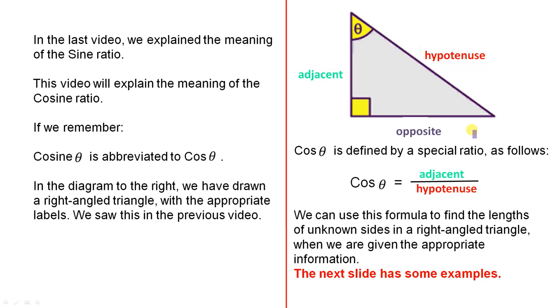Cos theta is defined by a special ratio as follows. Cos theta equals adjacent over hypotenuse. So cos theta will be the adjacent over the hypotenuse. So it's the length of this side over the length of the hypotenuse. We can use this formula to find the lengths of unknown sides in a right-angled triangle when we are given the appropriate information.